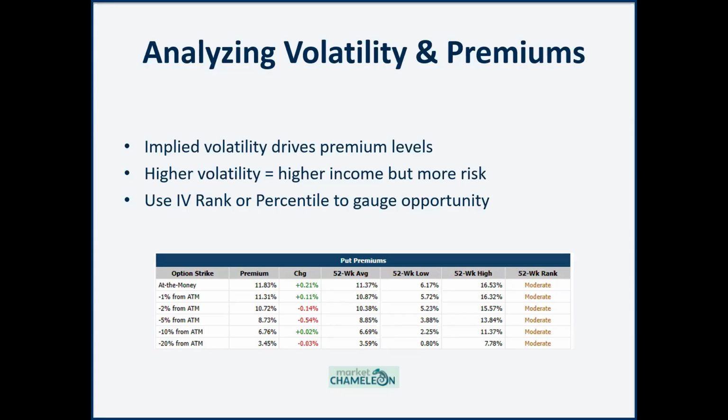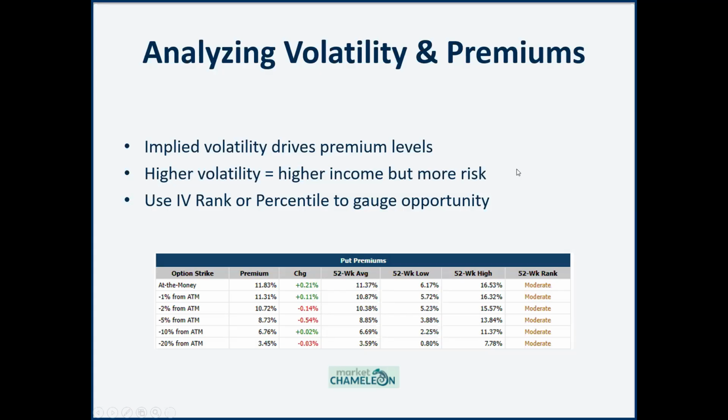So this is highly followed by option traders. It gives you an idea of how cheap or expensive a stock is. Generally speaking, higher volatility means higher income, right? Or premium, cash flow, whatever you want to call it. Higher cash, but also more risk, right?